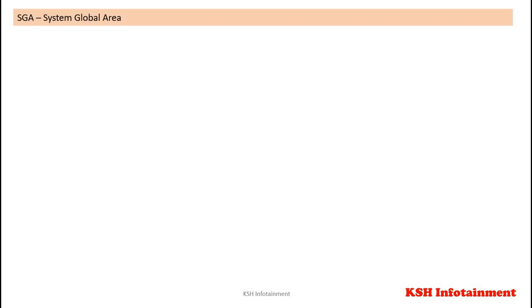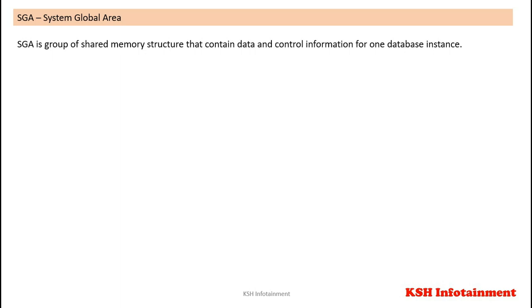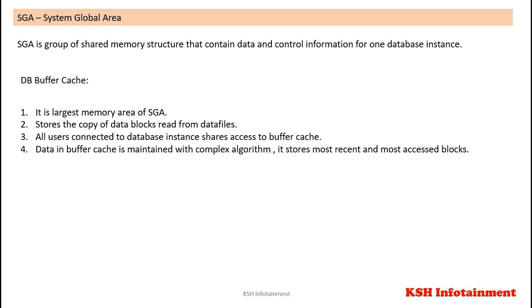Now we will deep dive into SGA and different memory components present in SGA. SGA is a group of shared memory structures that contain data and control information for one database instance. Database buffer cache. It is the largest memory area of SGA, which means suppose if your SGA size is 10 GB, so the maximum size will be given to database buffer cache. Like 7 or 8 GB or 6 GB will be assigned to database buffer cache.